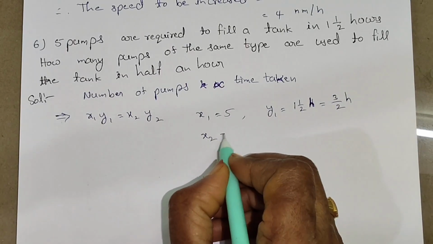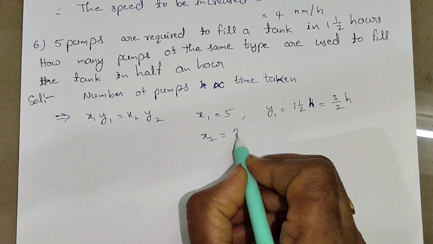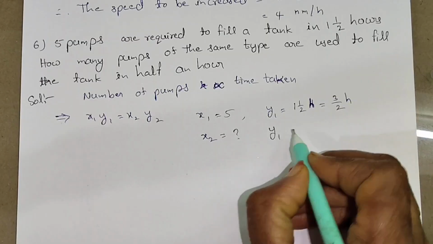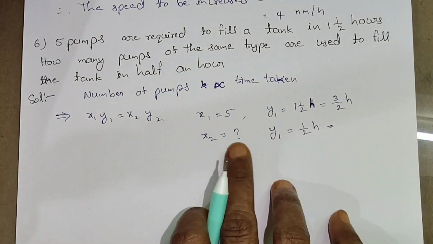Now here x2 is equal to how many pumps of the same type? Here we find the x2 used to fill the tank in half an hour. Half an hour means here we write 1 by 2 hour. So this is the time. Now here we find the x2 value.